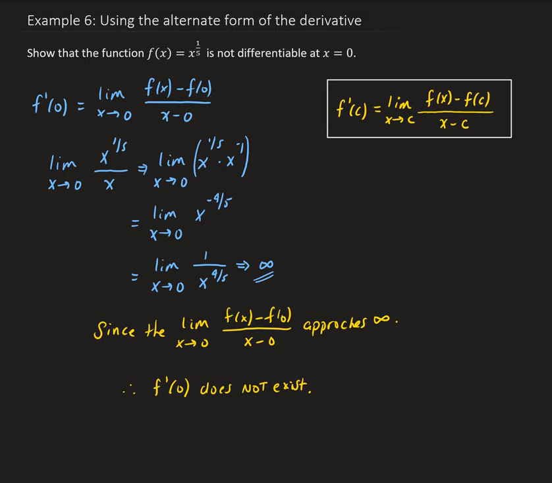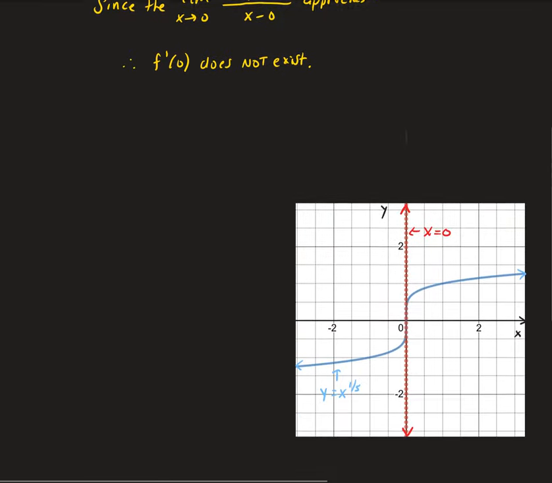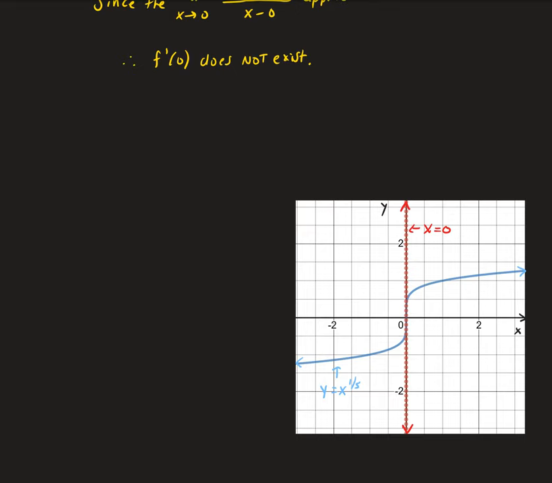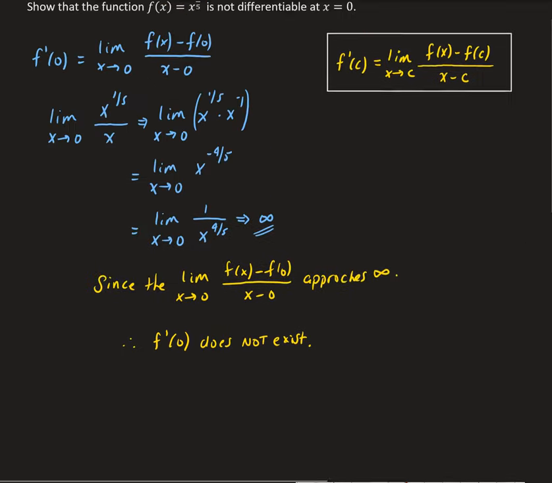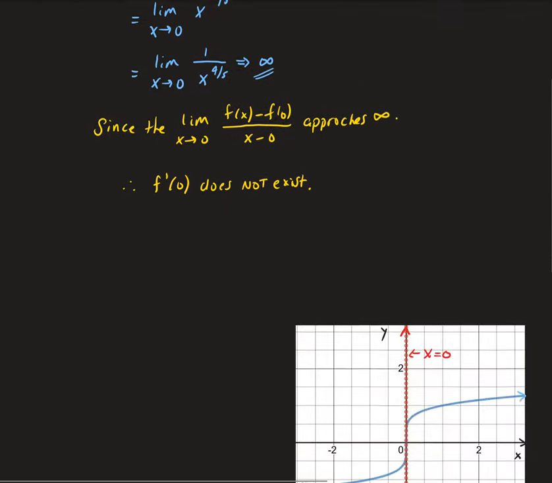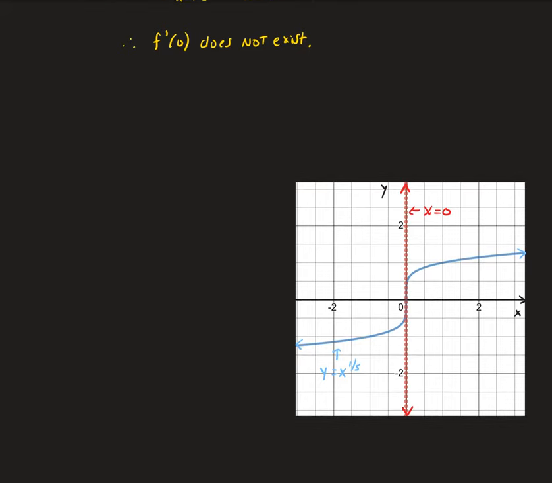Down here is the picture. In blue is the graph of x to the 1/5, and in red is the tangent line, intersecting at the origin. You can see that the slope of this tangent line is undefined. It has a slope of infinity, as an infinite rise.